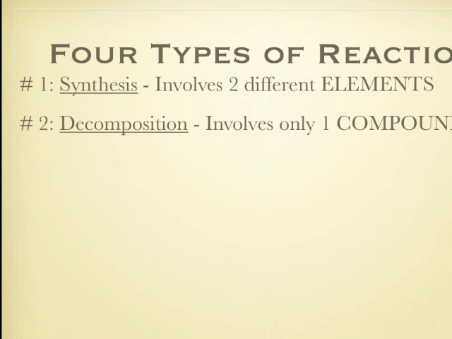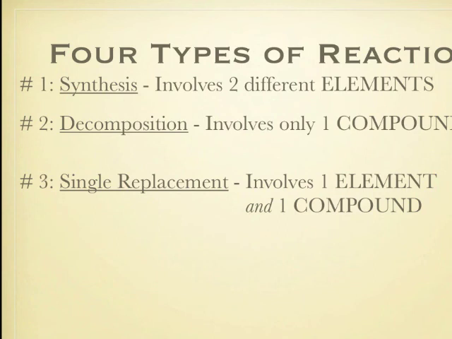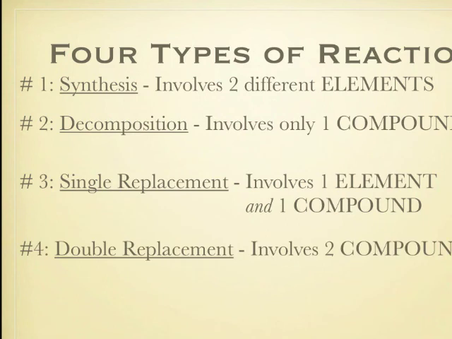Decomposition, so we're just looking at reactants that only involve one compound. One compound, nothing else, just one thing on the reactant side. These are all on the reactant side, by the way. No products yet, because we need to predict what the products are going to be. The single replacement reaction is one element and one compound. And then we have a double replacement where we have 2 separate compounds. Based on what you start with, based on these categories, one of those 4 reactions is going to take place. So let's take a look at the definitions and what these things actually mean.